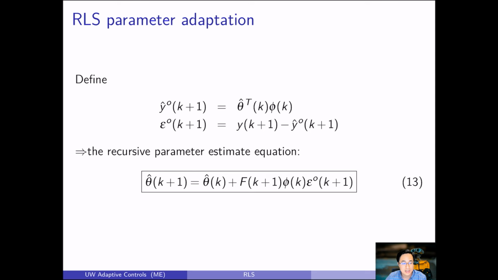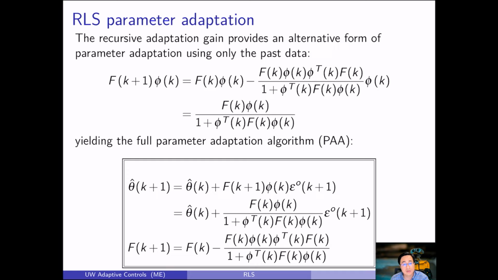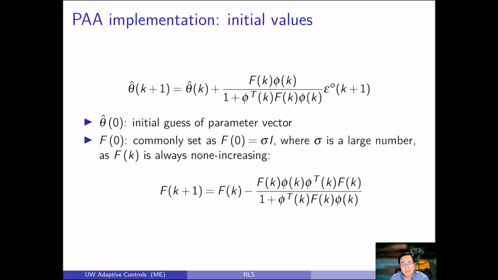The beauty of recursive least squares is that the adaptation gain can also be written in a recursive form. Such a recursive formula is obtained using a very powerful tool in linear algebra called the matrix inversion lemma, where the inverse of a large matrix can be decomposed into the inverse of a smaller matrix with some additional terms. The recursive adaptation gain provides an alternative form of parameter adaptation using only the past data, leading to the full parameter adaptation algorithm, or PAA. In the PAA implementation, both the parameter estimate as well as the adaptation gain need to be initialized at some value.